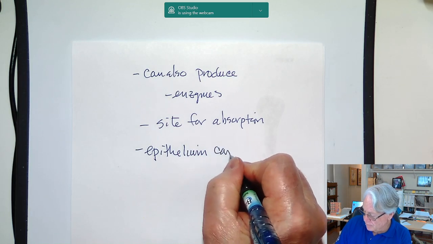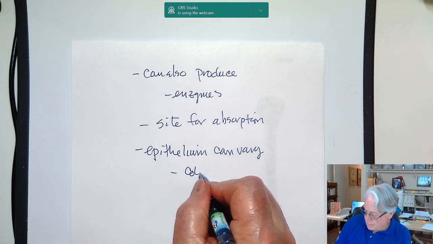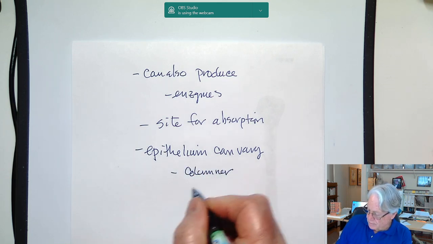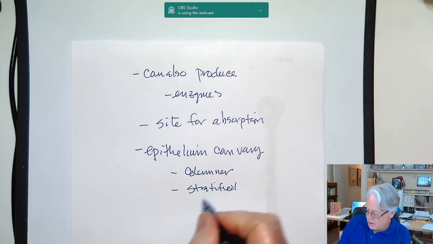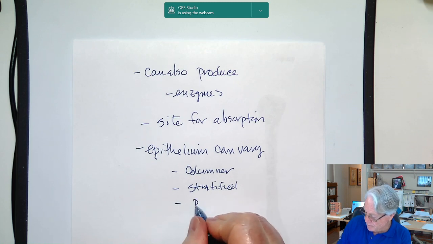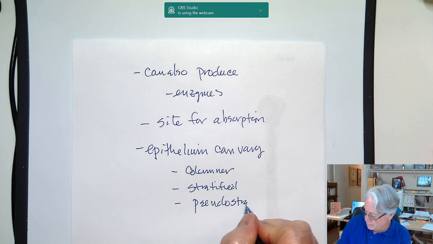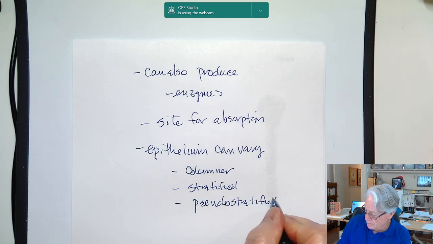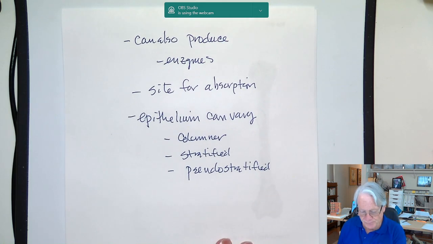can vary. So anything from columnar to stratified to pseudostratified. Okay. So lots of different ways in which that epithelial tissue can manifest itself.